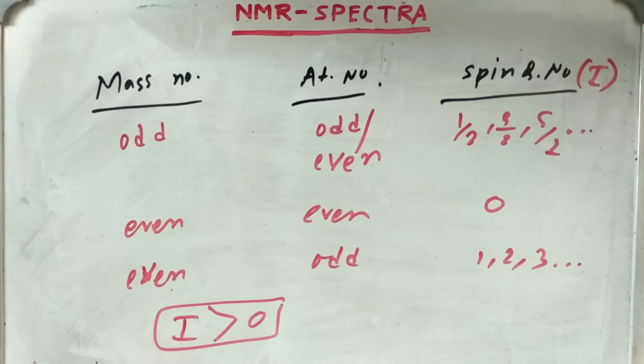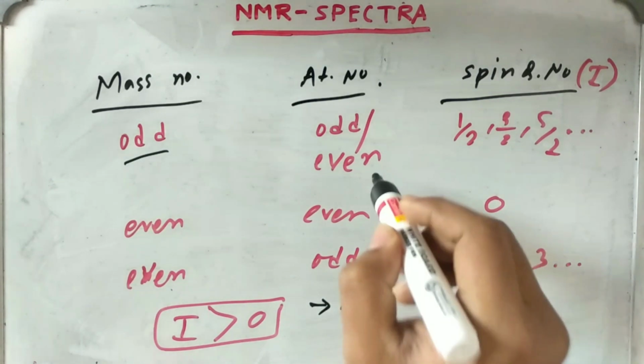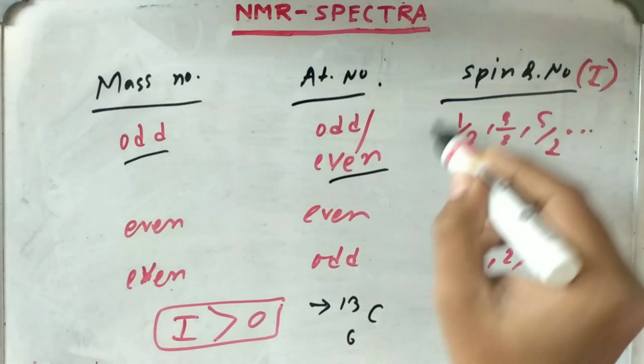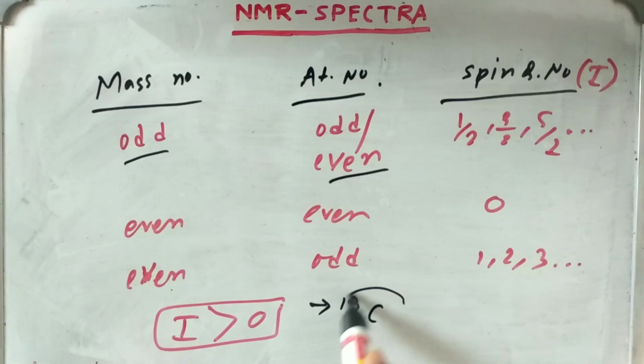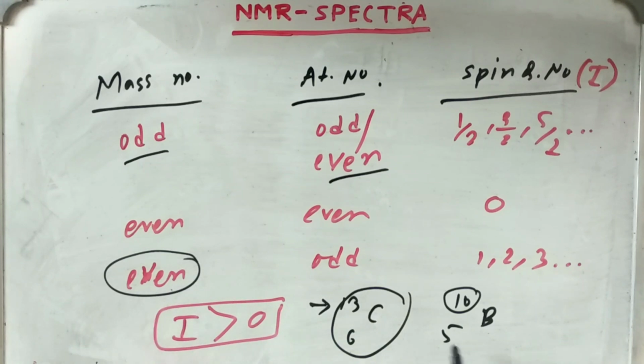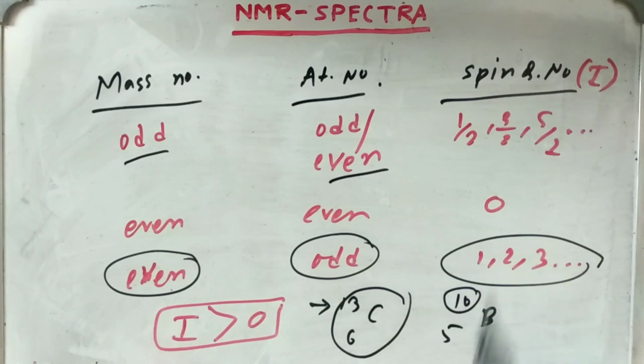Let's say an example, 13C6. The mass number is odd, and the atomic number is 6, that is even, so it will have a positive spin quantum number, and it will show NMR spectroscopy. Let's take another example, 10B5, boron, its compound. Here 10 is even and 5 is odd, so it will show a positive spin quantum number, and of course it will also show NMR spectroscopy.